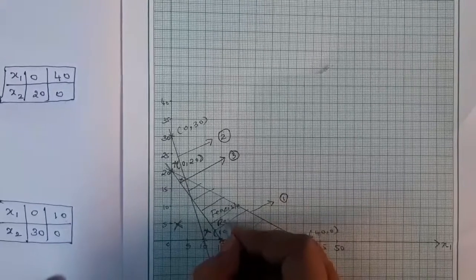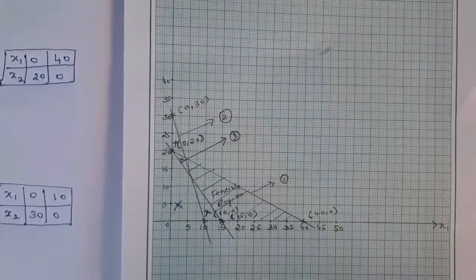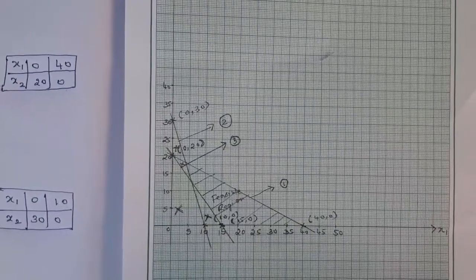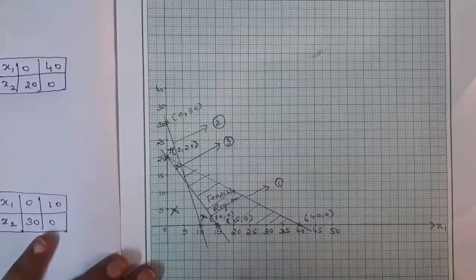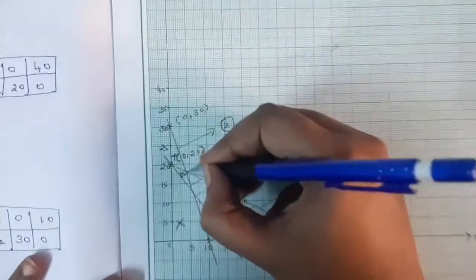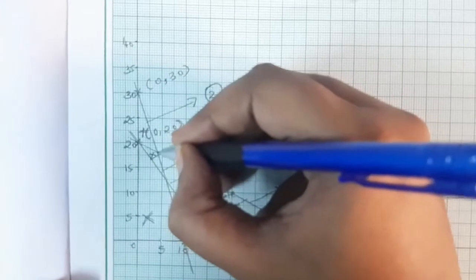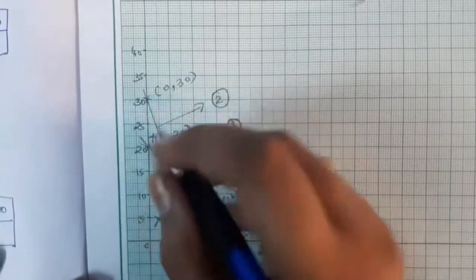So this region is our feasible region. And now mark the corner points for the feasible region. So now when you see the corner points of the feasible region, let us consider this point. This is the starting point, and here the two lines are intersecting. So mark it as A.